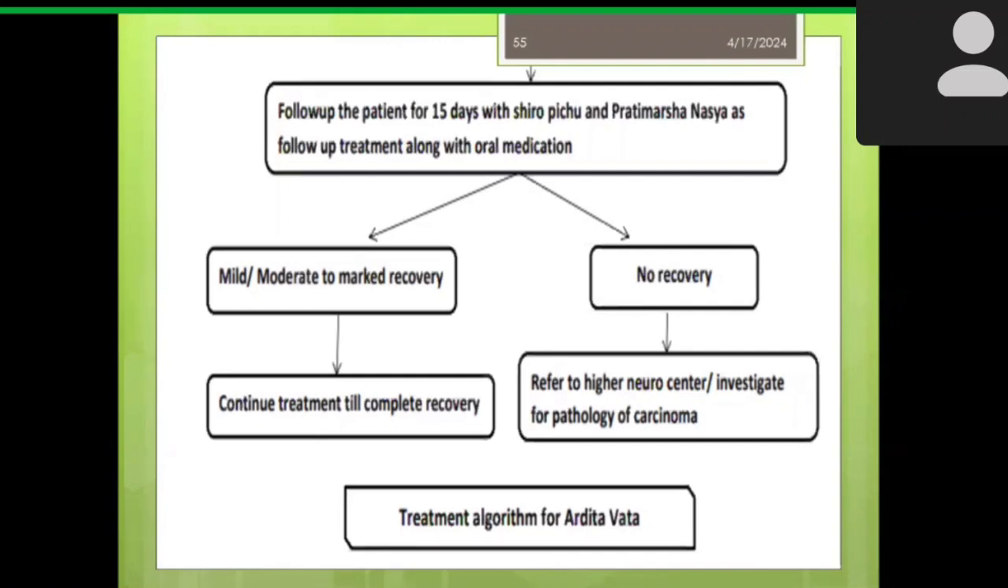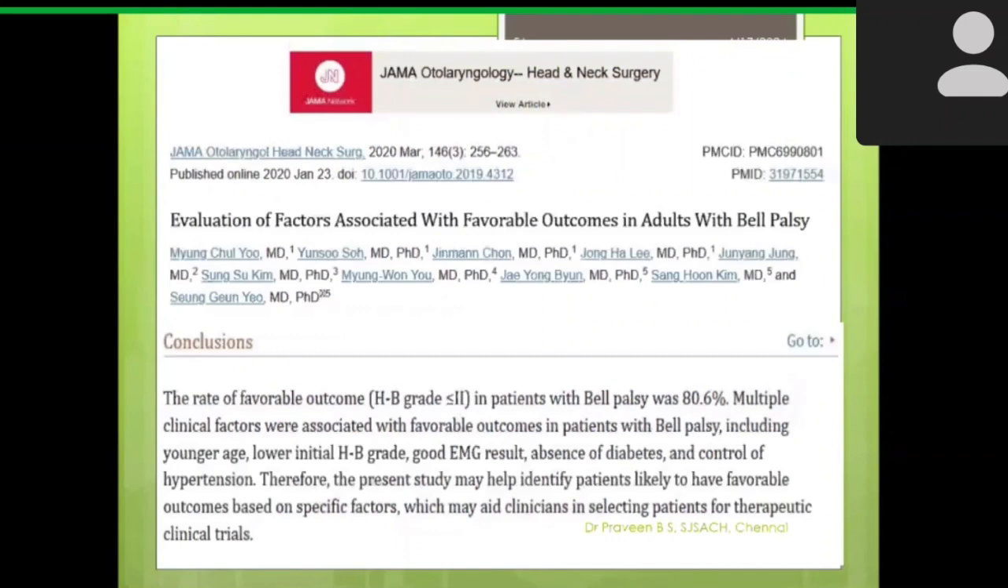Though you have not identified the causes and all those things, if you have not assessed properly, at the end, at least after 15 days, try to understand that this probably is not going to recover, and refer to a higher neuro center or investigate for pathology of carcinoma or trauma or whatever. The things are there that have to be done. So this is how the treatment protocol can be planned.